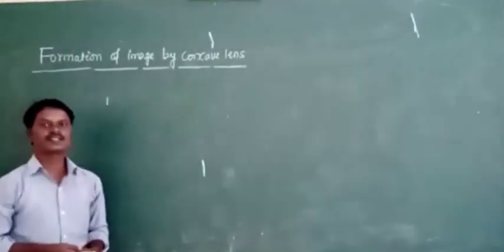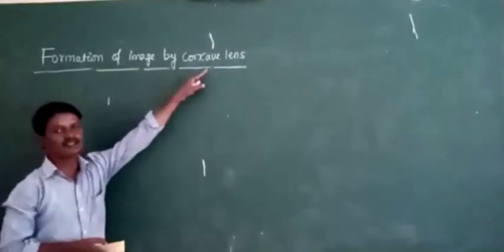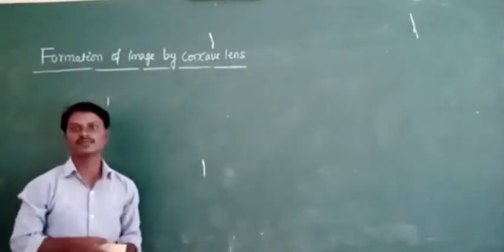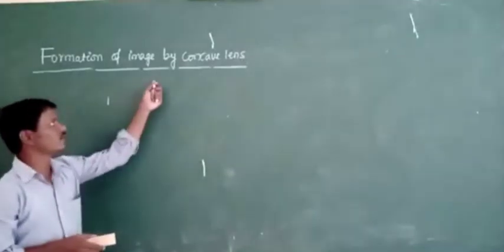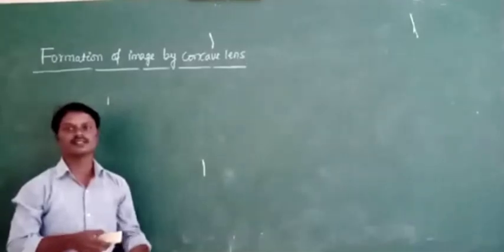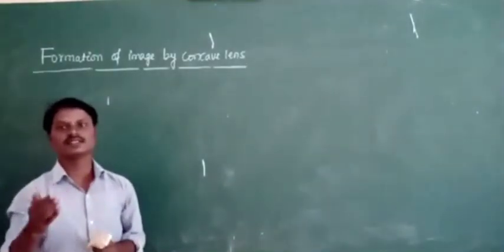Good morning, students. Today we are going to discuss the formation of image by concave lens. In the previous class we discussed the formation of image by convex lens. Now we are going to discuss the formation of image by which lens? Concave lens. In case of convex lens, as the object distance decreases, image distance increases.